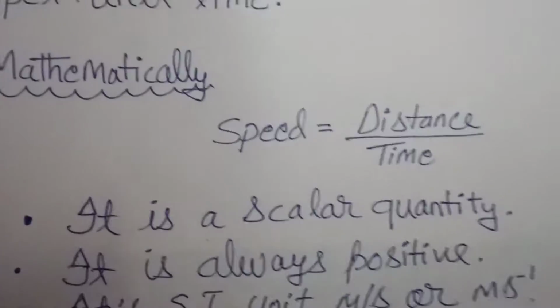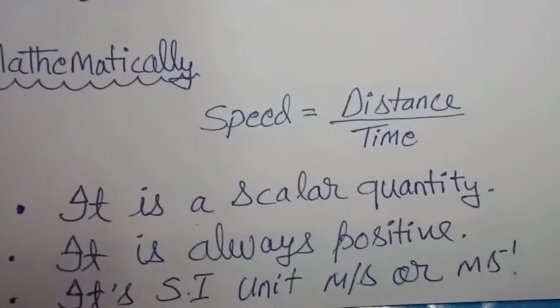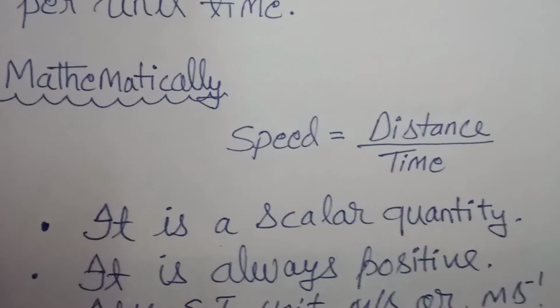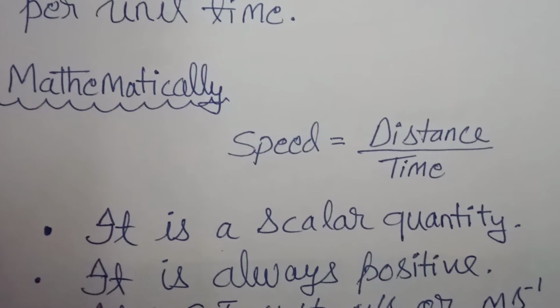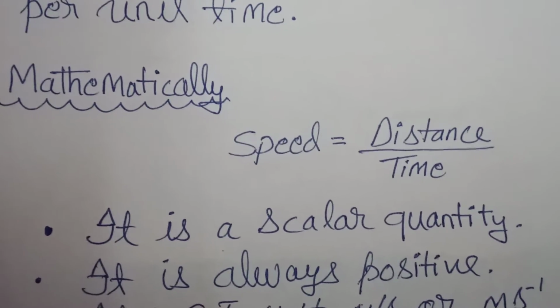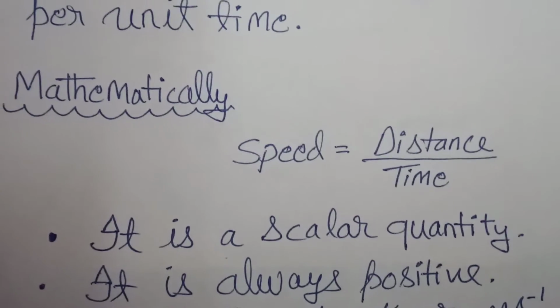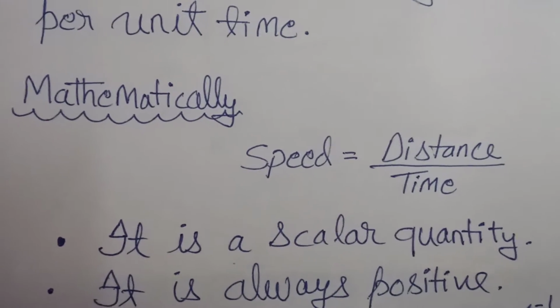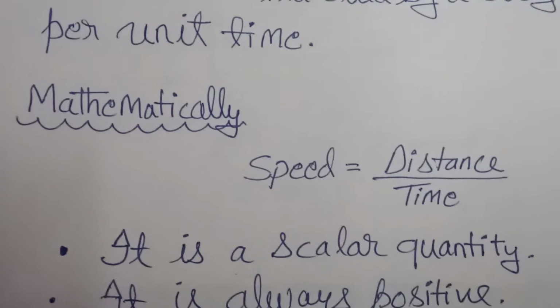Here you can see some points are given. Point number 1 is telling us that it is a scalar quantity. That means speed is a scalar quantity, so it will only give you the magnitude. It will not give you the direction. Here magnitude means it will give you a certain value.